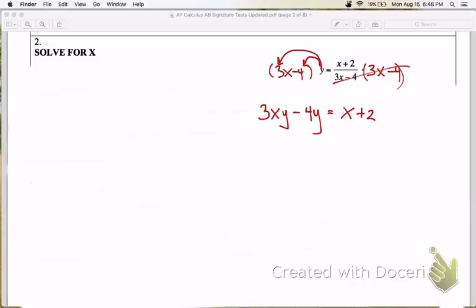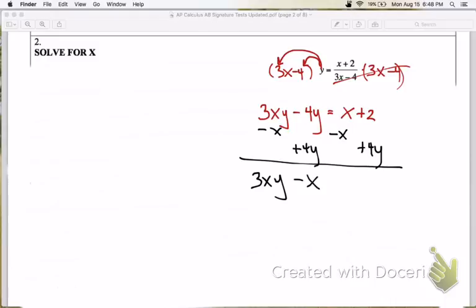Now, I still have x in two places. I still have x here in this term, and I also still have x here. So in order to get them in one term, I'm going to try and bring them both to one side of the equation and push everything else to the other side. So let me start by subtracting x from both sides and adding 4y to both sides. So I can push that 4y to the other side since it does not have an x in it. So I have 3xy minus x equals 2 plus 4y.